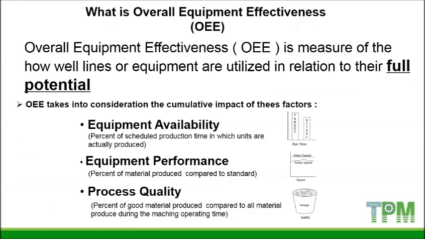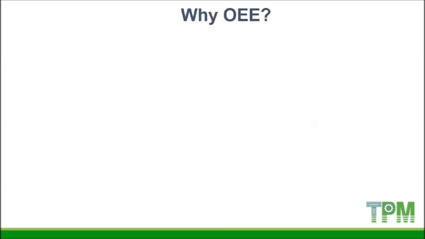What is overall equipment effectiveness, OEE? It is a measure of how well lines or equipment are utilized in relation to their full potential. It takes into consideration the cumulative impact of these factors: equipment availability, equipment performance, and process quality.